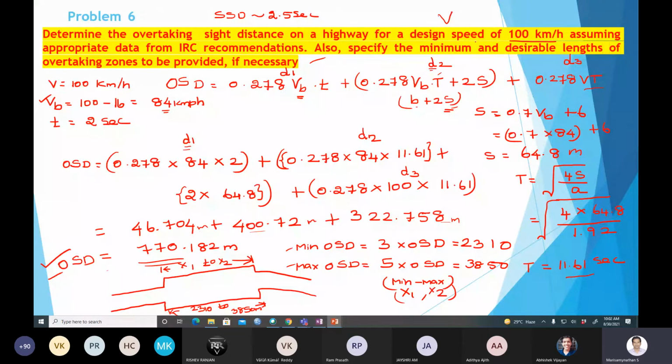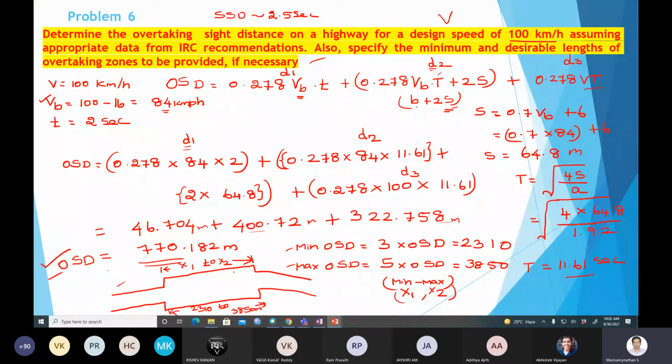Other than that, you have to design the overtaking zone. The overtaking zone is nothing but where the provision is provided. Overtaking is strictly prohibited in that particular corridor, the 5 kilometer or 10 kilometer corridor. But obviously the fast moving vehicle has the right to overtake the slow moving vehicle, so we exclusively provide the overtaking zone.